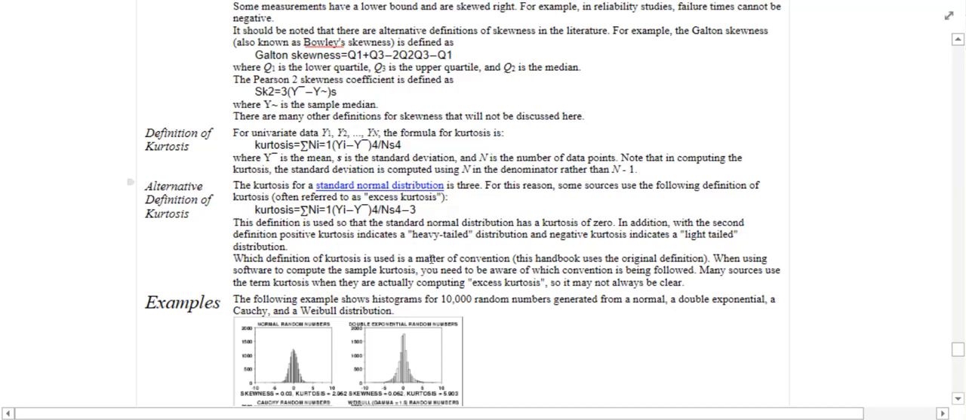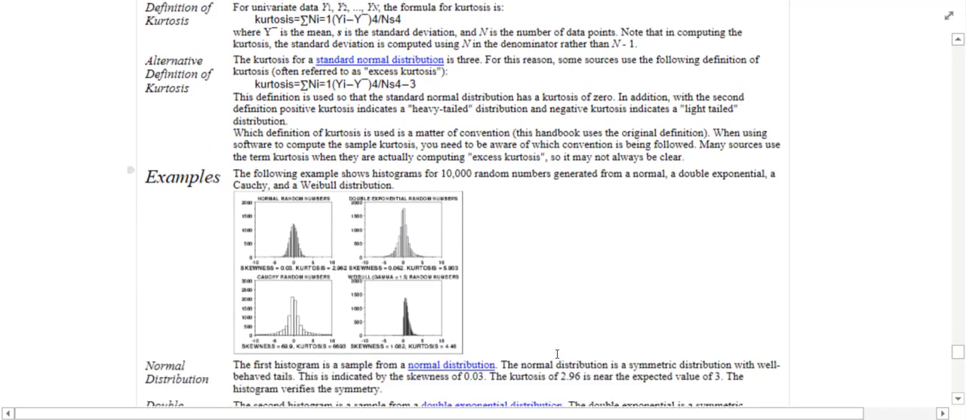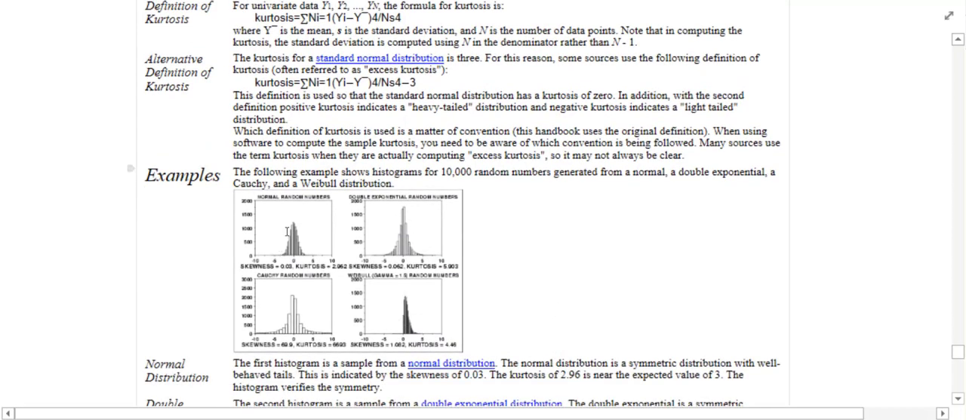So again, which definition is used is a matter of convention. The text that I pulled this out of uses the original, but it's useful to mention this, so that if you see a 3, you know it's a normal, or if you see a 0, you know it's a normal. And here are just some examples of data sets.